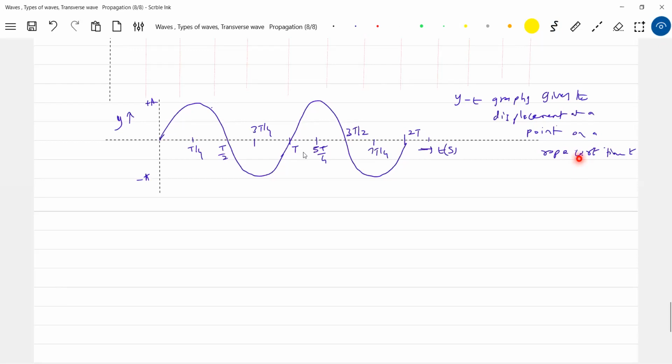Okay, so shall we call this a y-t graph? It gives the displacement of a point on a rope with respect to time, of only one point on a rope. So what is that point? Anything you can pick up. Point 1, point 2, point 3, point 4. Like this, we have taken 25 points.